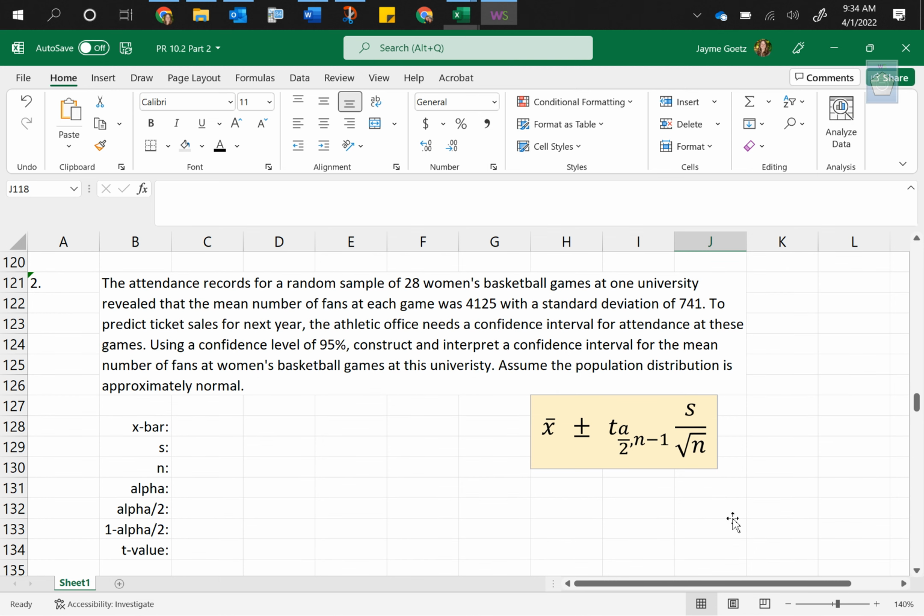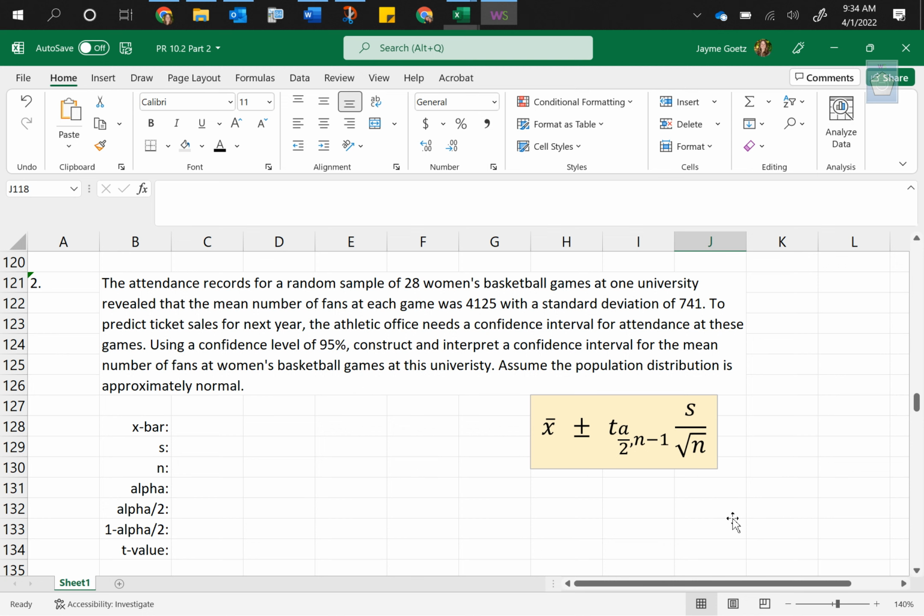The attendance records for a random sample of 28 women's basketball games at one university revealed that the mean number of fans at each game was 4,125 with a standard deviation of 741. So this is just a sample. To predict ticket sales for next year, the athletic office needs a confidence interval for attendance at these games. Using a confidence level of 95%, construct and interpret a confidence interval for the mean number of fans at women's basketball games at this university. Assume the population distribution is approximately normal.